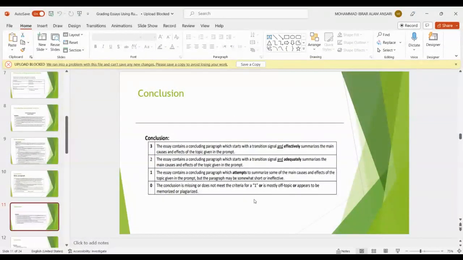Now, in conclusion, as we have talked about before, it must start with the transition signal, and it should summarize effectively. So the word effectively is important here. Most of the students summarize, but what makes the difference is how effectively it is done. If it is effectively done, students get a 3. If it is adequately done, students get a 2. If students just make a kind of attempt to do it, they get 1. Otherwise, they get a 0.